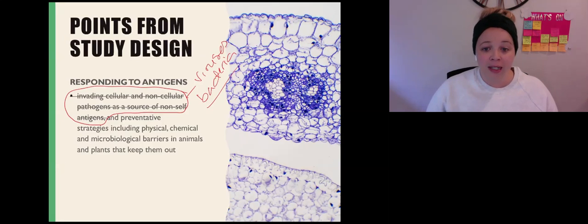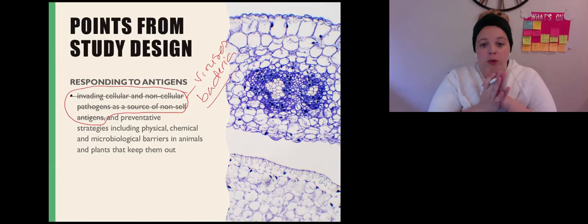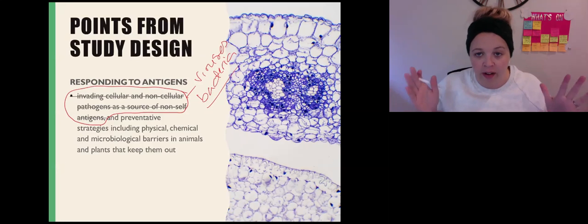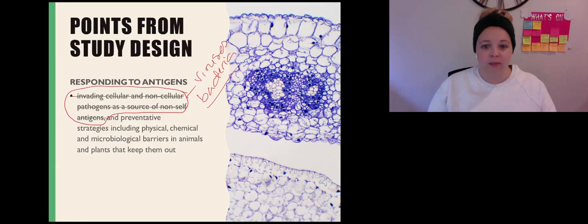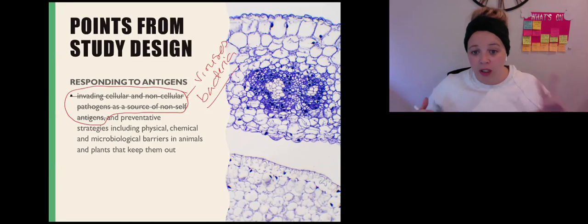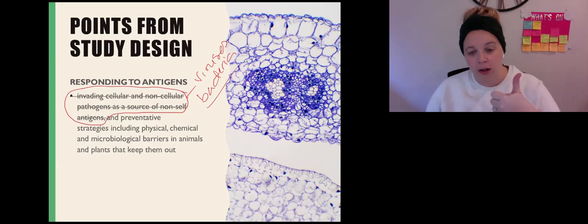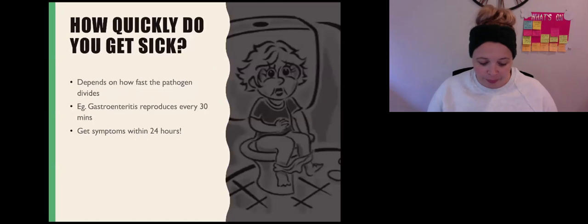The next bit is about preventative strategies to stop pathogens getting anywhere near the inside of your system or a plant system. We only need to know about this first barrier in plants. We don't need to know about it in animals, but that's what the next two videos are going to be going through. There's going to be one on animals and one on plants.